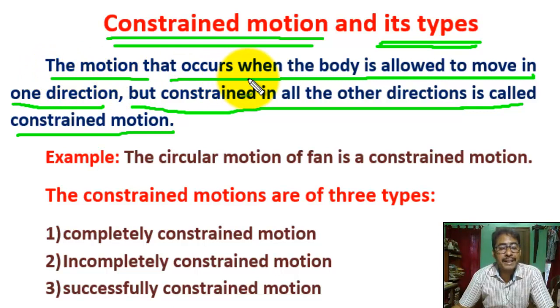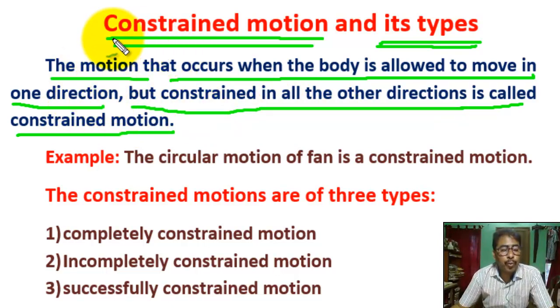Motion of body is allowed only one direction, other directions are constrained. Constrained means restricted, not allowed. Allowed to move only one direction.